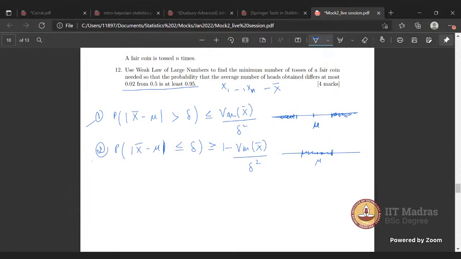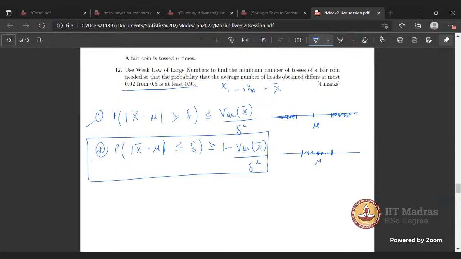Now look at the question. It says find the minimum number of tosses so that the probability that the average number of heads obtained differs at most 0.02 from 0.5. So what do you mean by at most 0.02? Less than or equal to. Yes, this will use this formula, correct? So this difference is at most 0.02.